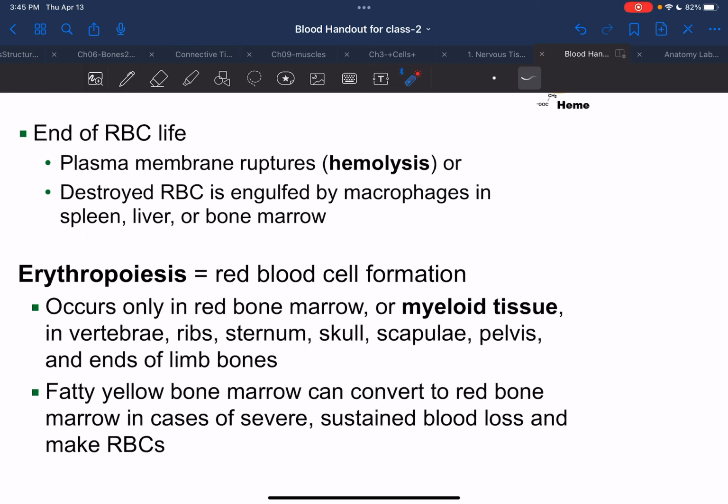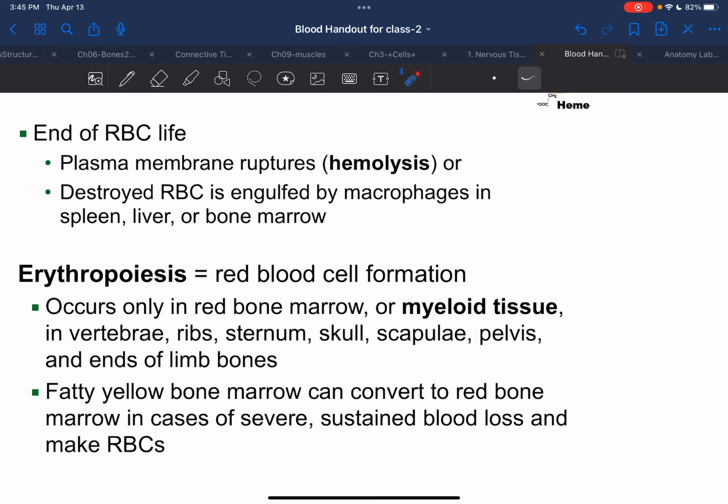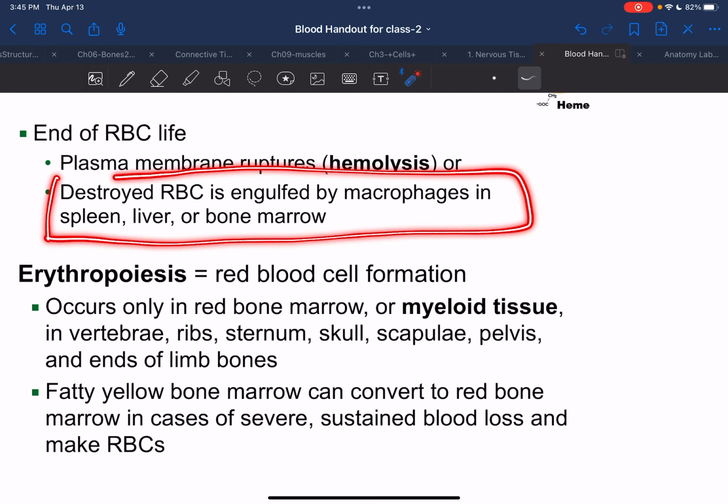120 days or 3 months. And this is something we're going to learn about next week when we're going to talk about the formation of red blood cells and the death of red blood cells. And so we're going to put a pin on this.